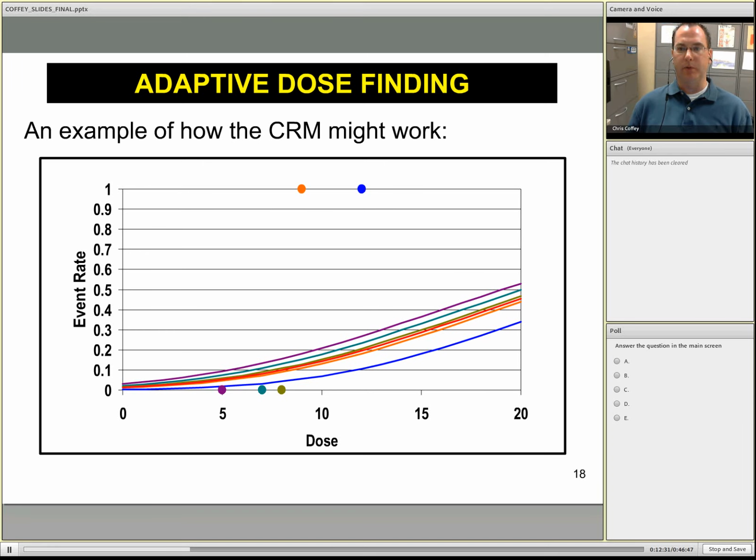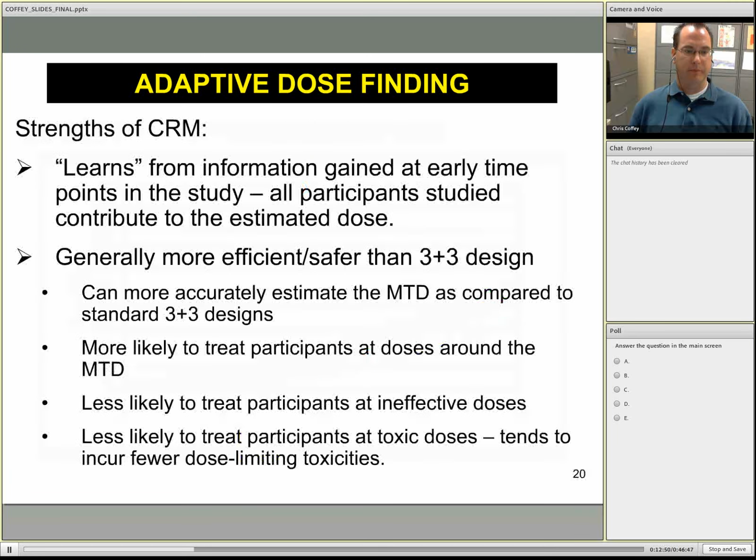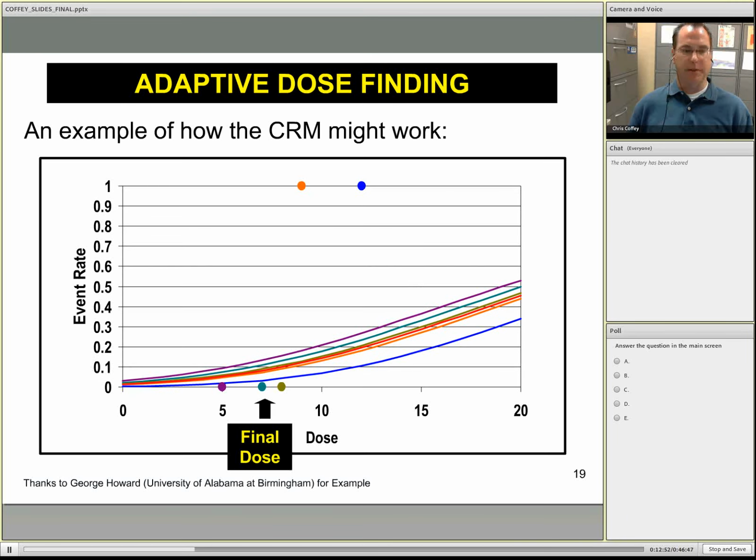As you can see, it starts to move less, so that as you get to the end, once you've converged and stopped, your final estimate for the maximum tolerated dose is the dose that corresponds to 10% on your fitted curve, which corresponds to somewhere around dose 7 or dose 8.